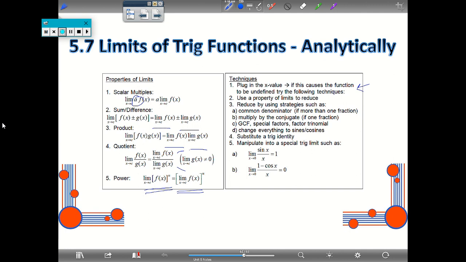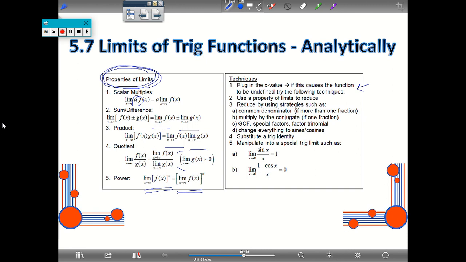You can think of it like buried treasure. It's buried in there, and we're going to have to find it. These are the techniques that we use to find that number, that answer. We could use one of these limit properties right here. We could use those to change the way it looks, to reduce it.